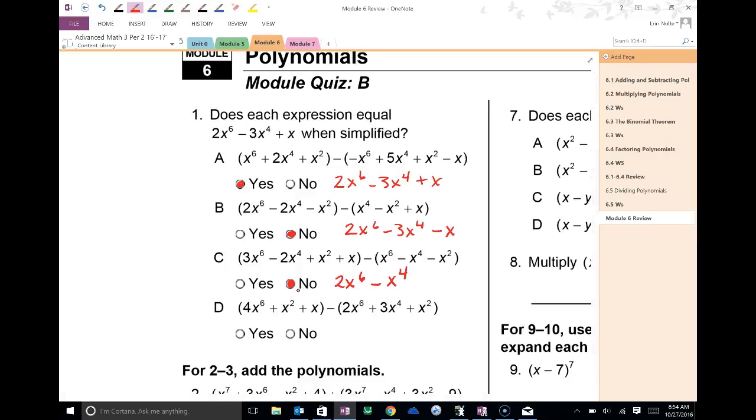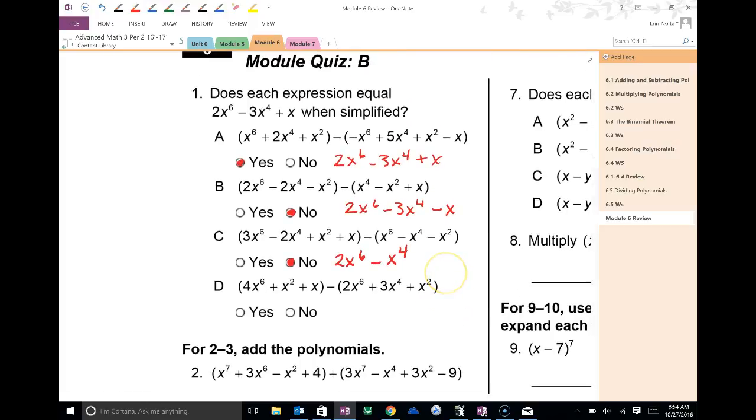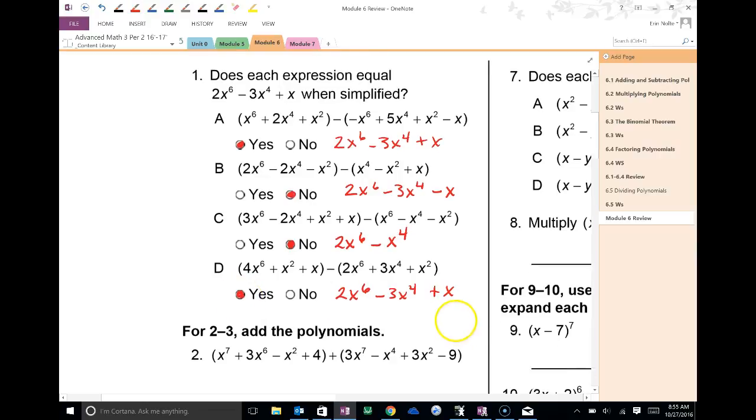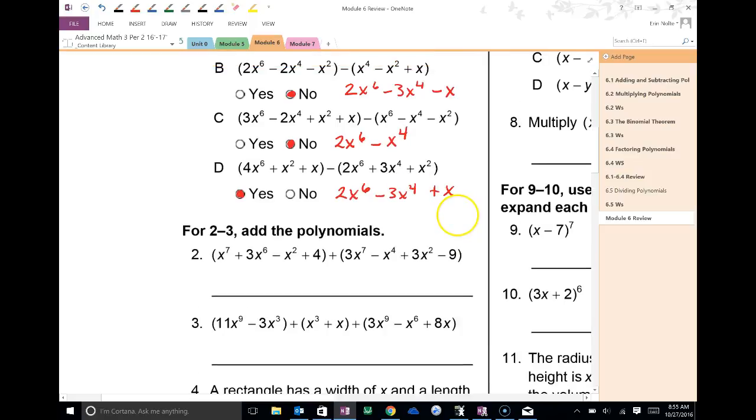Okay, what about my D? Yes. You're already at yes. How many x to the 6th? 2x to the 6th. And then for my x to the 4th, minus 3x to the 4th, there's only 1 on the left hand. My x squareds do cancel, and I have a plus x. Agreed.